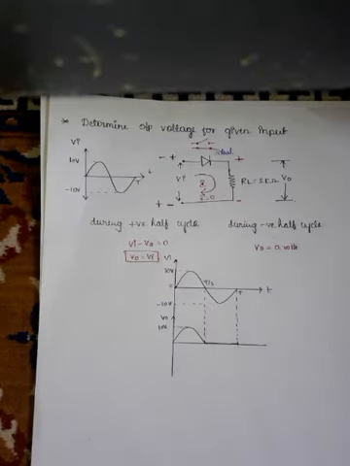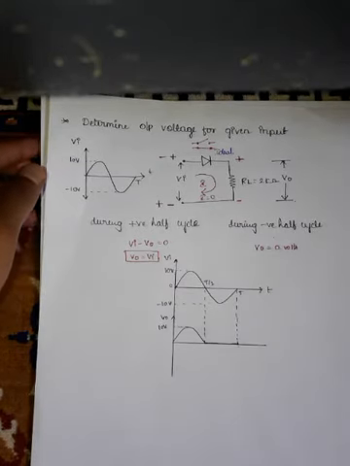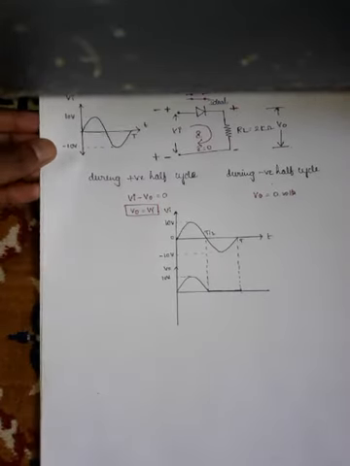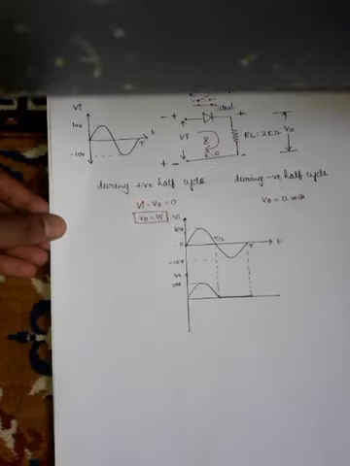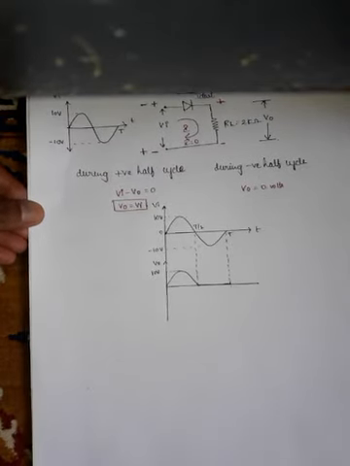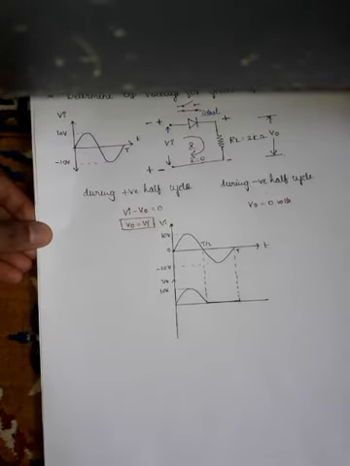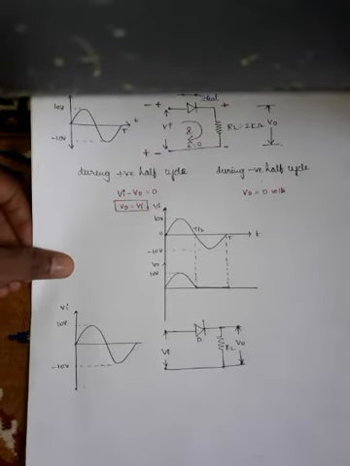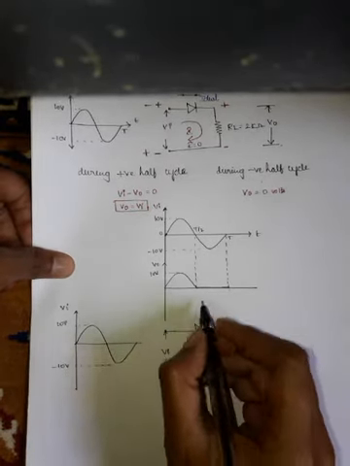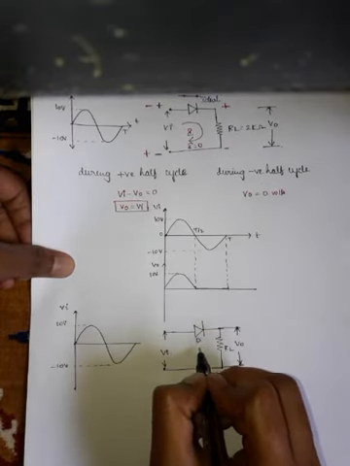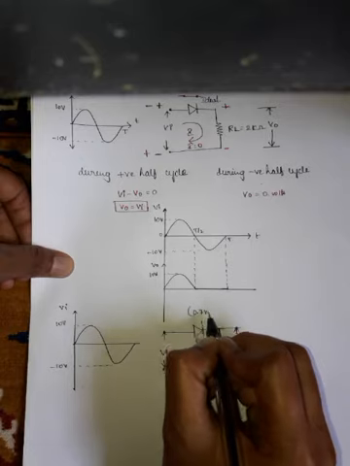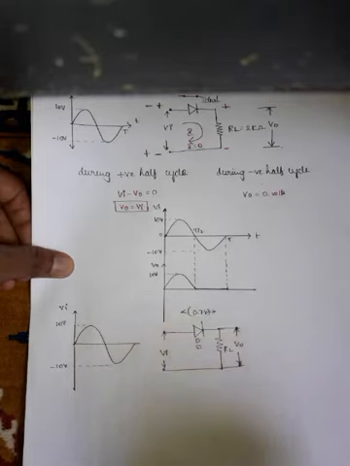So by considering the diode as an ideal diode, let me now take it as a practical one, and I'm going to solve the problem again by considering D as a practical one. To solve this, we have to consider the barrier potential of the diode. For that I'm going to consider the barrier potential for silicon as 0.7 volts. This is the barrier potential.